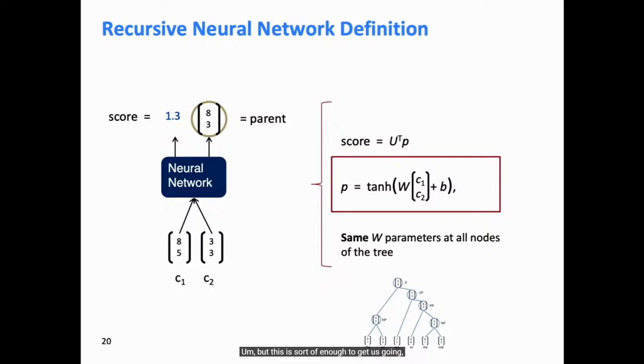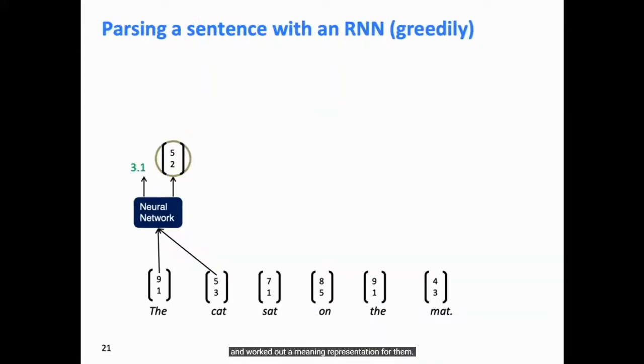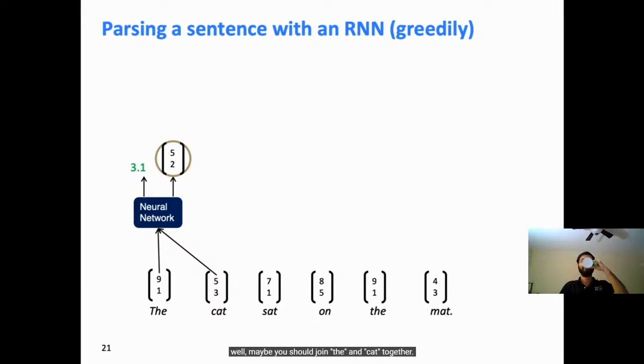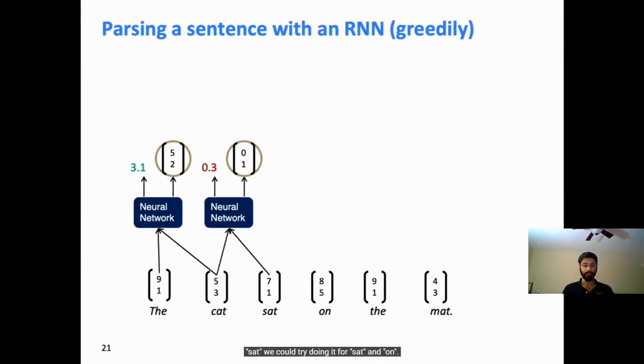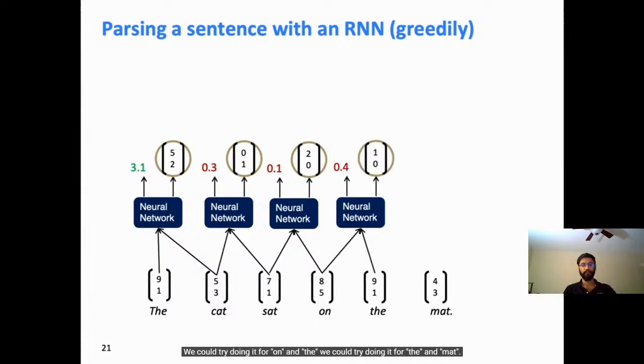But this is sort of enough to get us going, and this gave us a way of building a recursive neural network parser which both found parsers and worked out a meaning representation for them. And so the way we did this was in the simplest possible way, really, which was to have a greedy parser. So if we started off with the cat sat on the mat, what we could do is say, well, maybe you should join the and cat together. Let's try that, run it through our neural network. It'll get a score and a meaning representation. And well, we could try doing that for cat and sat. We could try doing it for sat and on. We could try doing it for on and the. We could try doing it for the and mat.